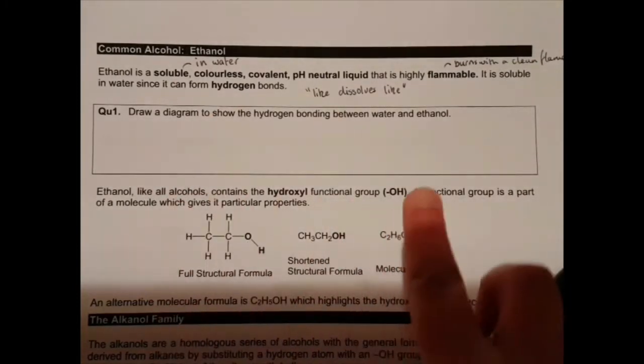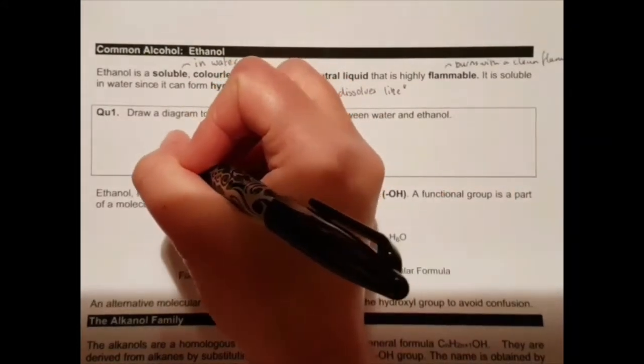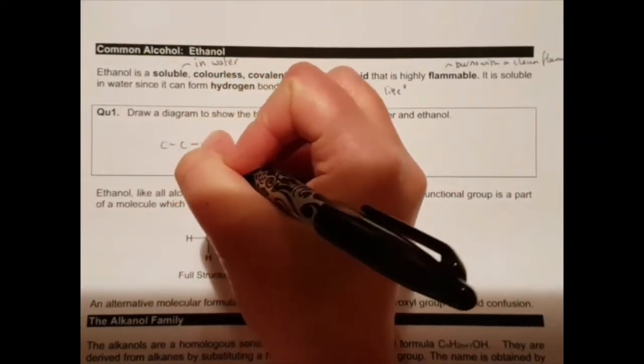So, the first thing that we would need to do is we would need to draw the structure of ethanol. Now in your notes here, you've got the full structural formula of ethanol given down here. We'll talk about that again in a little minute. So we're going to draw out this full structural formula of ethanol.